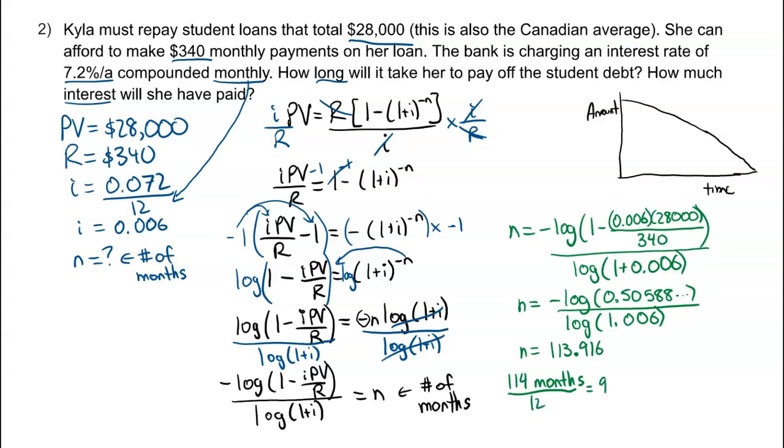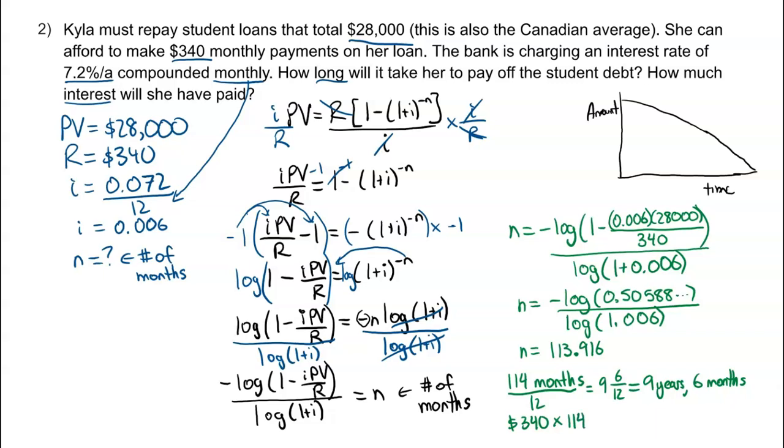Now, I said that was the number of months. So if we divide that by 12, we end up getting 9 and 6/12, which gives me 9 years, 6 months. That's how long it's going to take her to pay off her debt. Now, $28,000, almost 10 years to pay it off. That's quite a significant time of someone's life.